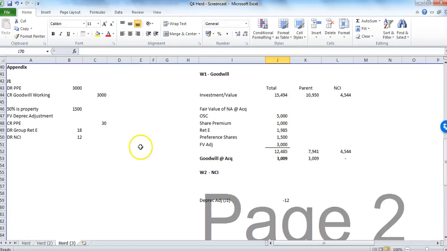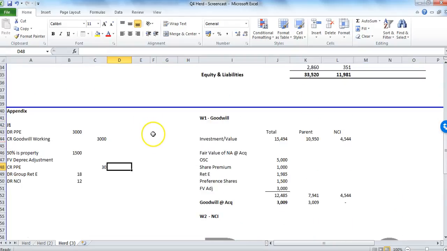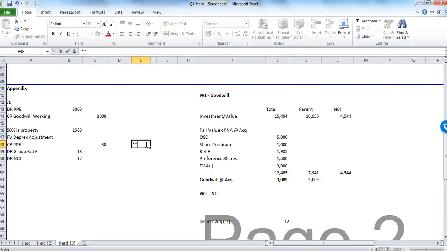And the final thing you need to remember here is that the full 30 is going to go into the consolidated SPLOCI, and it's to do with the subsidiary.